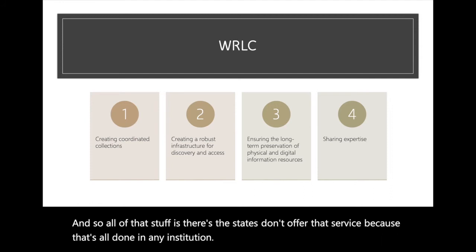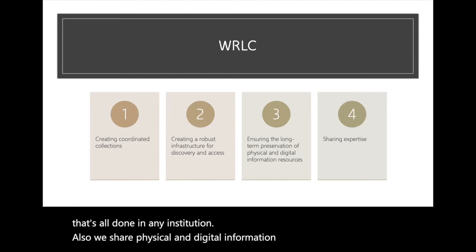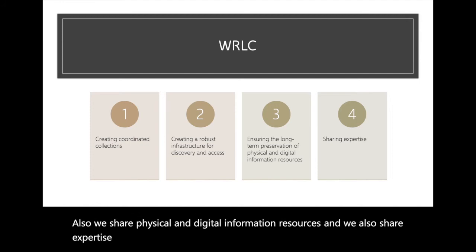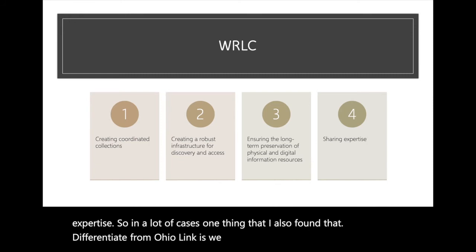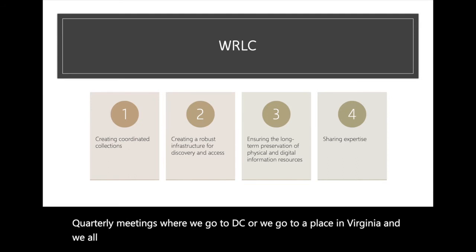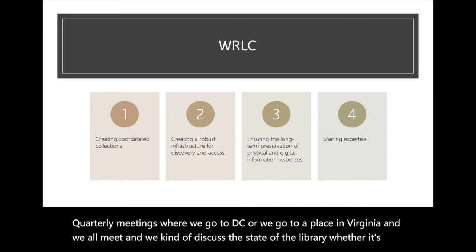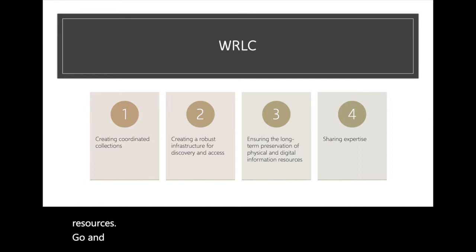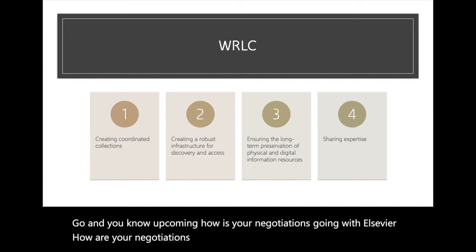Also, we share physical and digital information resources, and we also share expertise. So in a lot of cases, one thing that I also found that WRLC differentiates from OhioLink is we have quarterly meetings where we go to DC or we go to a place in Virginia, and we all meet and we discuss the state of the library, whether it's resources, and upcoming, how is your negotiations going with Elsevier? How are your negotiations going? And, what are you guys collecting? How much of the budget is being cut?